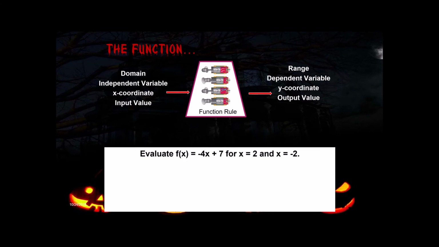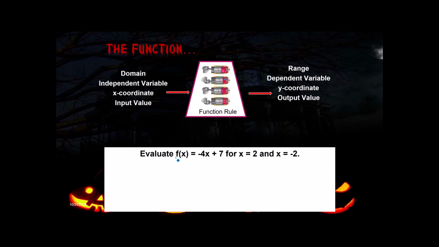Here's something for you. I've got our function definition here again. I've got my domain, independent variable x-coordinate or input value that goes into a function rule and out pops the range. We've talked a little bit about how it has to match so that every item that goes into the function rule pops out a range.